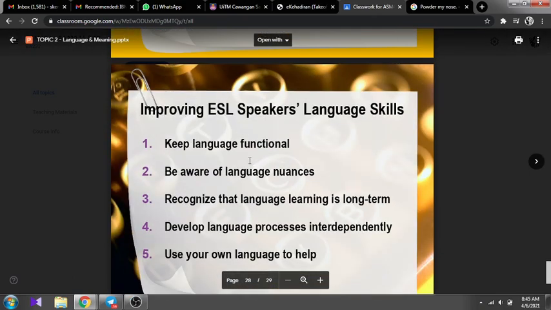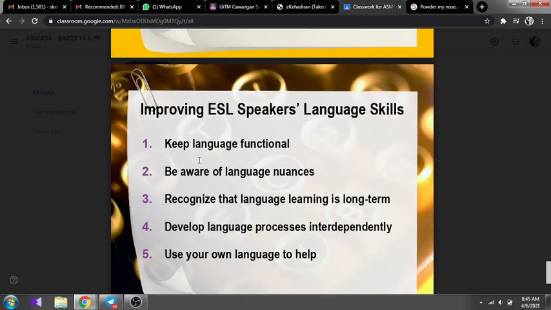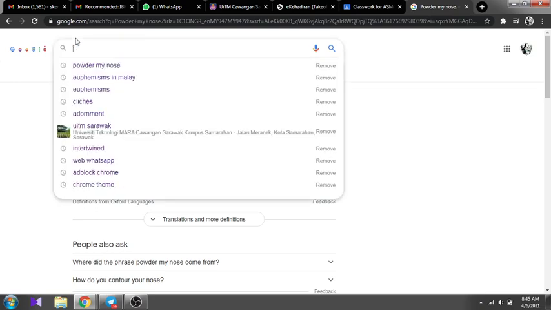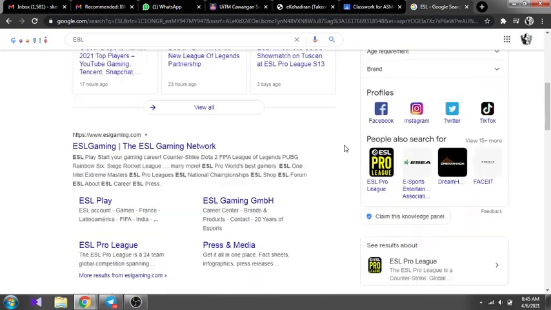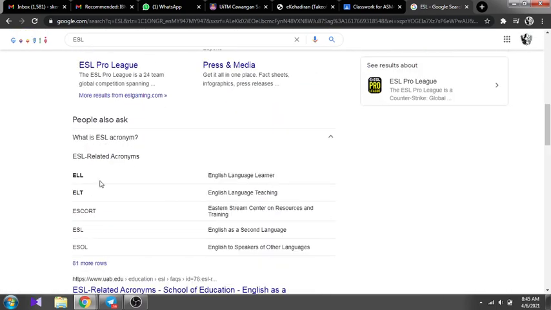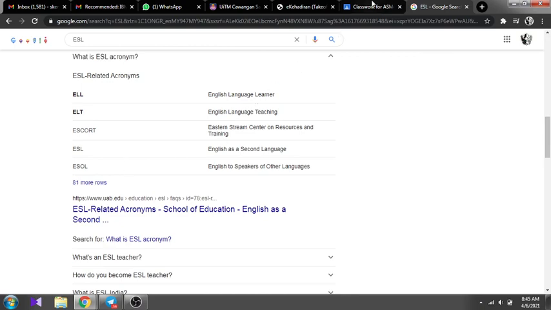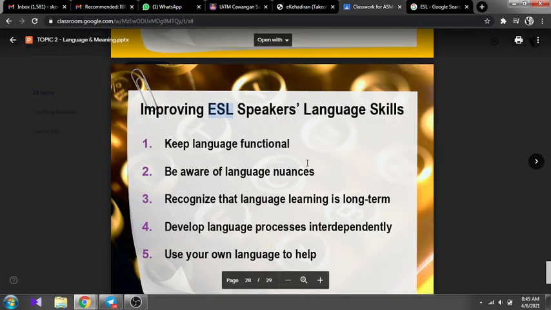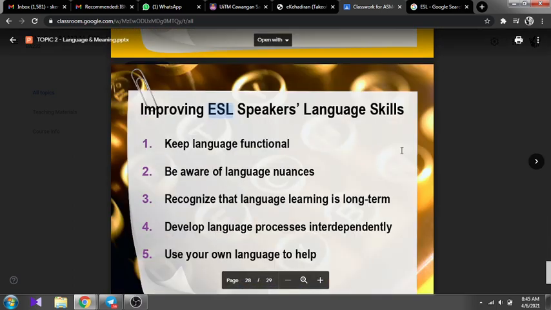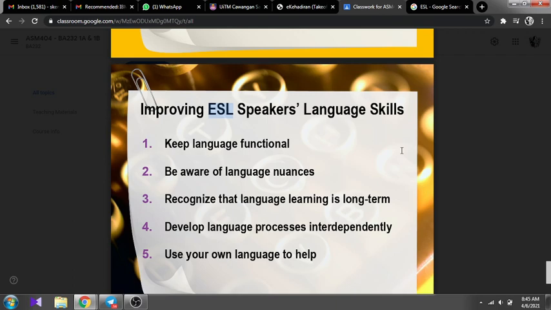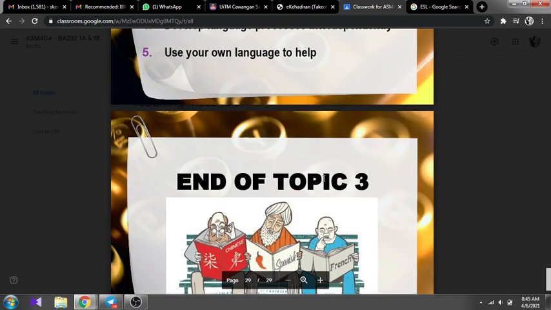Almost done. Improving ESL speakers' language. ESL is English language learners, actually, an acronym. Keep language functional, be aware of language nonsense, recognize that language learning is long term, develop language processes interdependently, and use your own language to help. Actually, you have to read books, watch videos, and learn to pronounce things, which should be better.